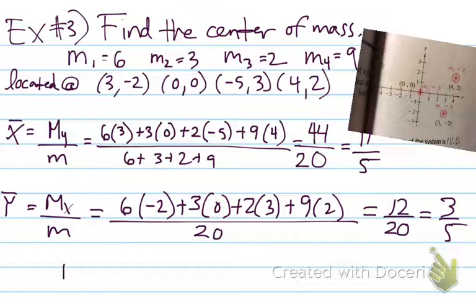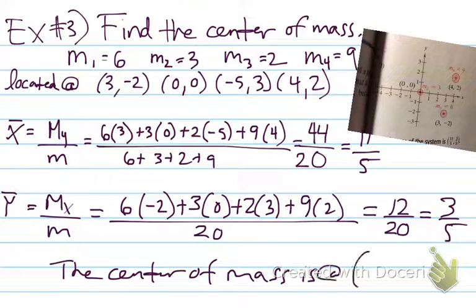So our center of mass is at (11/5, 3/5). Sorry, that's kind of messy. So (11/5, 3/5), that's a little bit over 2 and a little bit under 1. So a little bit over 2 and a little bit under 1 is probably going to be right about there. So if you look at that picture, that center of mass is probably somewhere right about there if you consider all of the masses that are in the picture. All right, good. So that's a center of mass in a two-dimensional system.